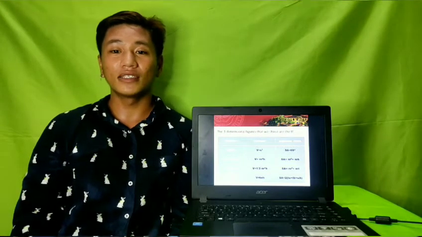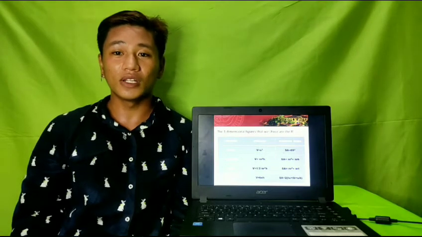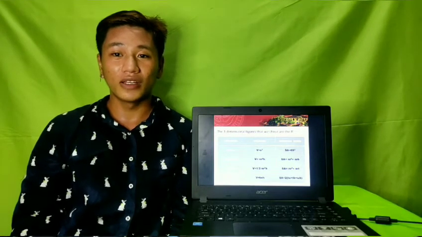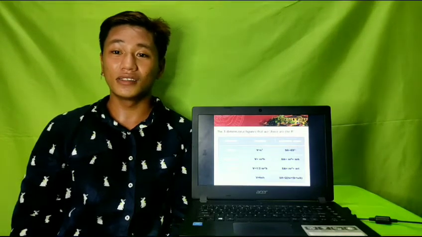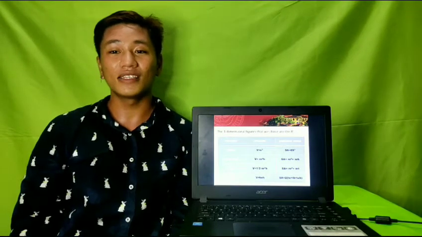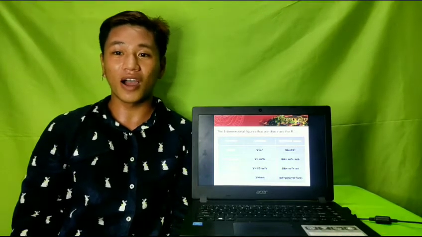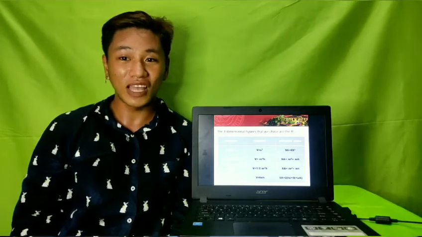Also, in finding the volume of a cylinder, we need to follow the formula V equals pi times r squared times height. And in finding its surface area, we need to follow the formula SA equals pi times r squared plus pi times radius times height.